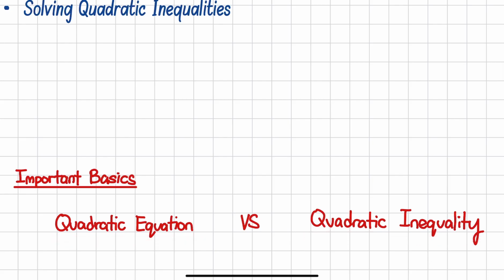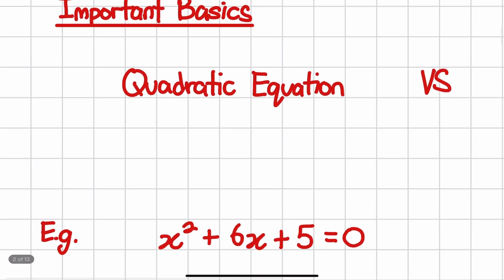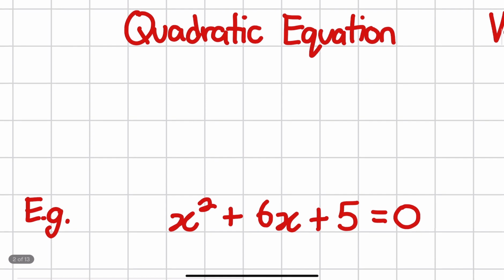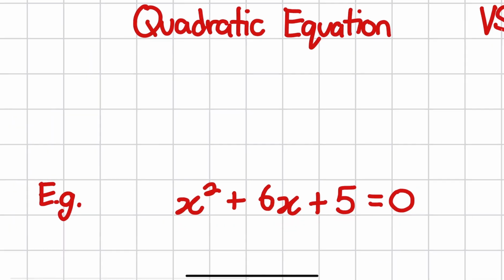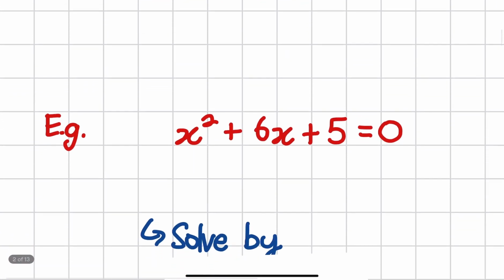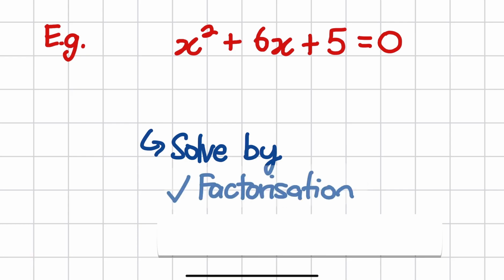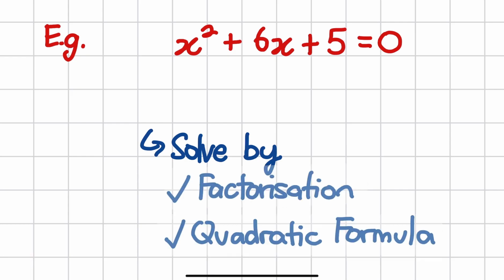So let's recap. You should have learned a quadratic equation is something like this in this example over here. The highest power of x is 2, and I see an equal sign over here. So this makes this a quadratic equation. And you have learned in Sec 3 EMath, how do we solve quadratic equations? There are two ways which you can solve a quadratic equation. You can either solve it by factorization, or you can also use the quadratic formula.